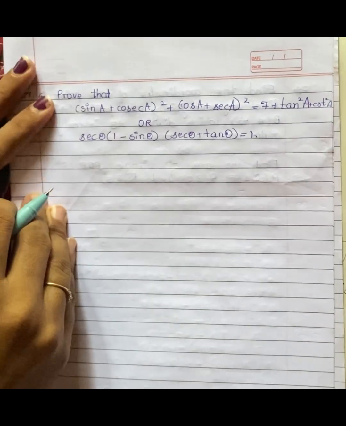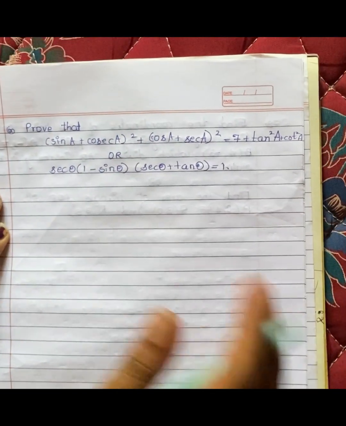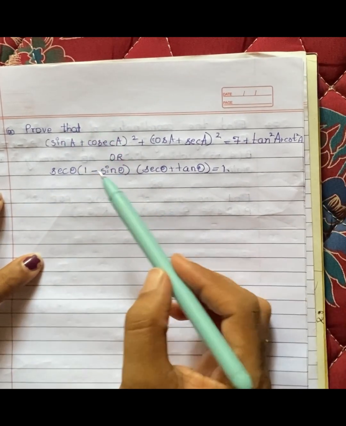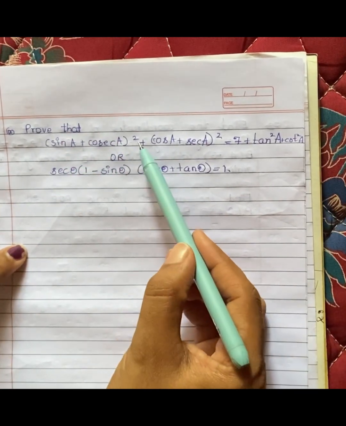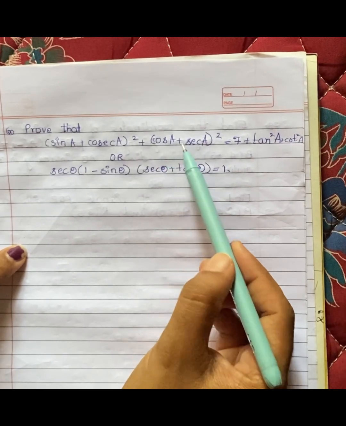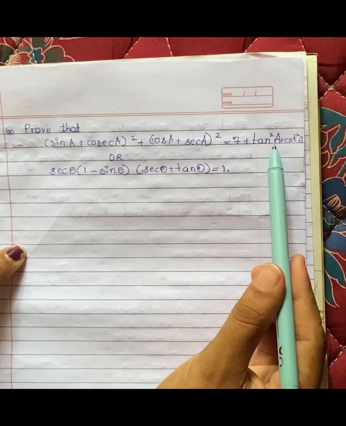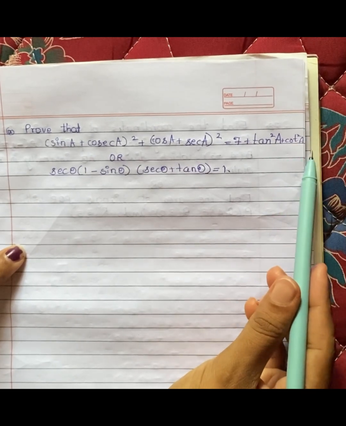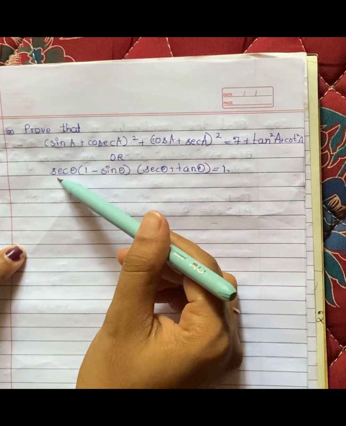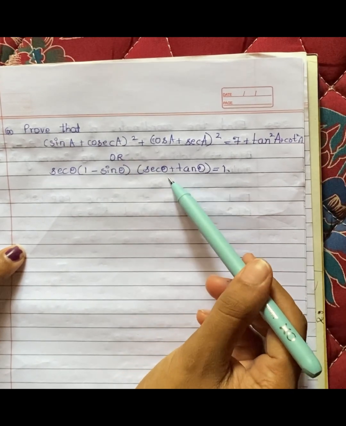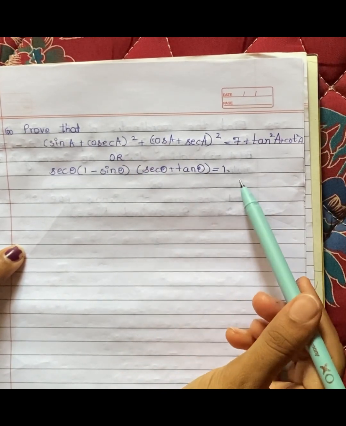Okay, now moving on to the 27th question. Prove that (sin A + cosec A) whole squared plus (cos A + secant A) whole squared is equal to 7 plus tan squared A plus cot squared A, or secant theta (1 minus sin theta) into (secant theta plus tan theta) is equal to 1.